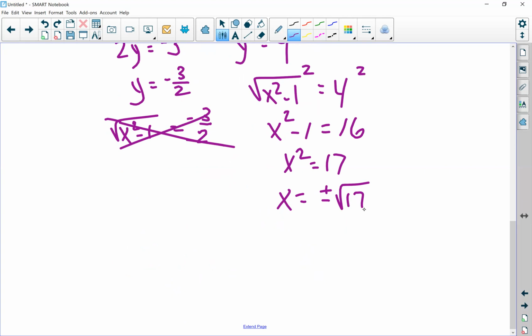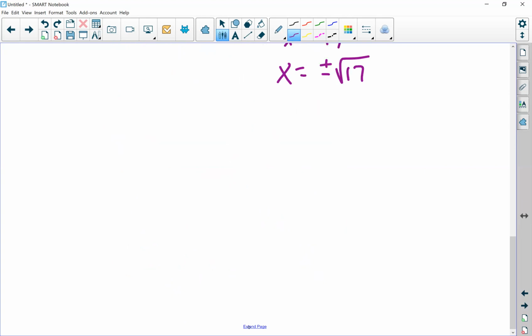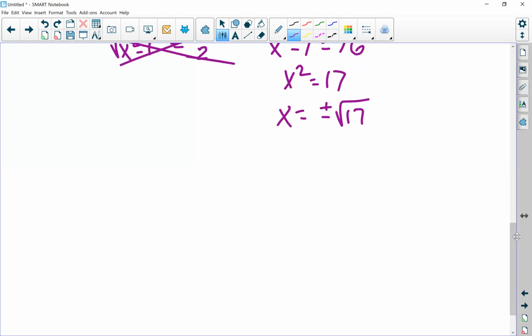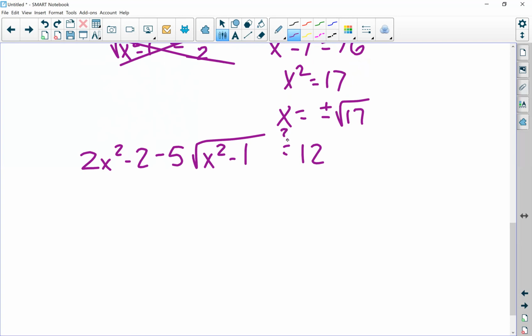And I should check that just to make sure I get a good solution. So I want to see if 2x squared minus 2 minus 5 times the square root of x squared minus 1 equals 12. Because I'm squaring the x in both cases, it doesn't matter if my x is positive or negative. So if I check the square root of 17, and it works, negative square root of 17 will also work.